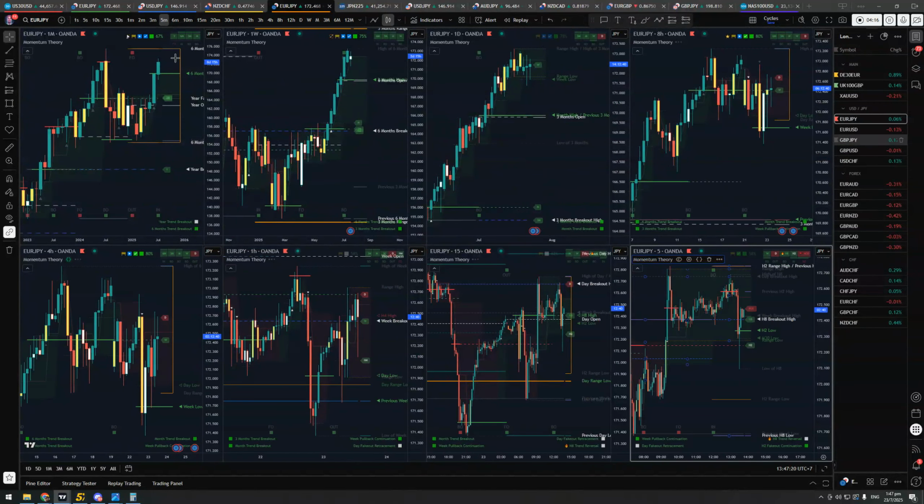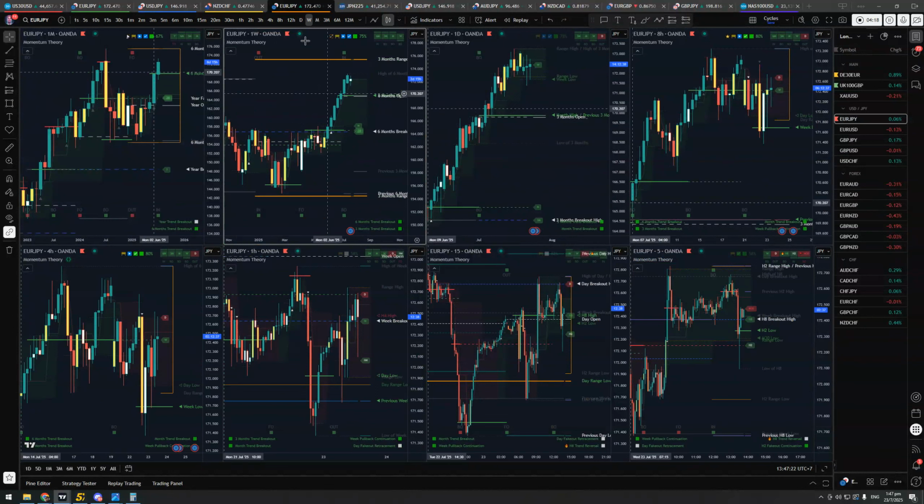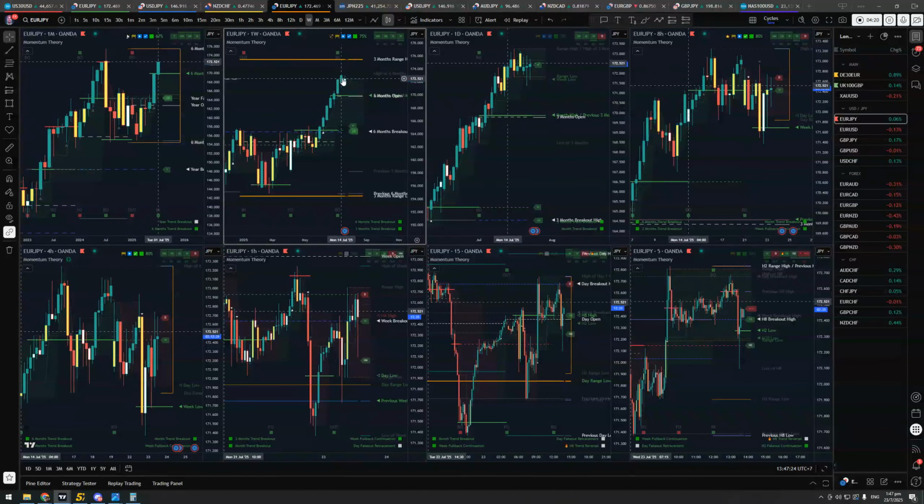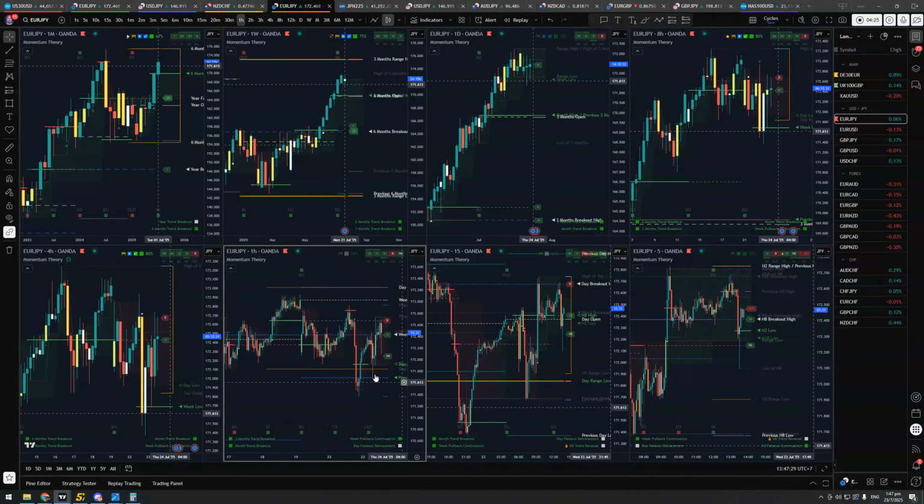EJ, monthly, weekly, trend pullback move over here. We flipped the breakout levels of the weekly coming down, faked out the low. So that's a trend pullback. We have the breakout level here. Price came down, faked out the previous week low, and got back above.